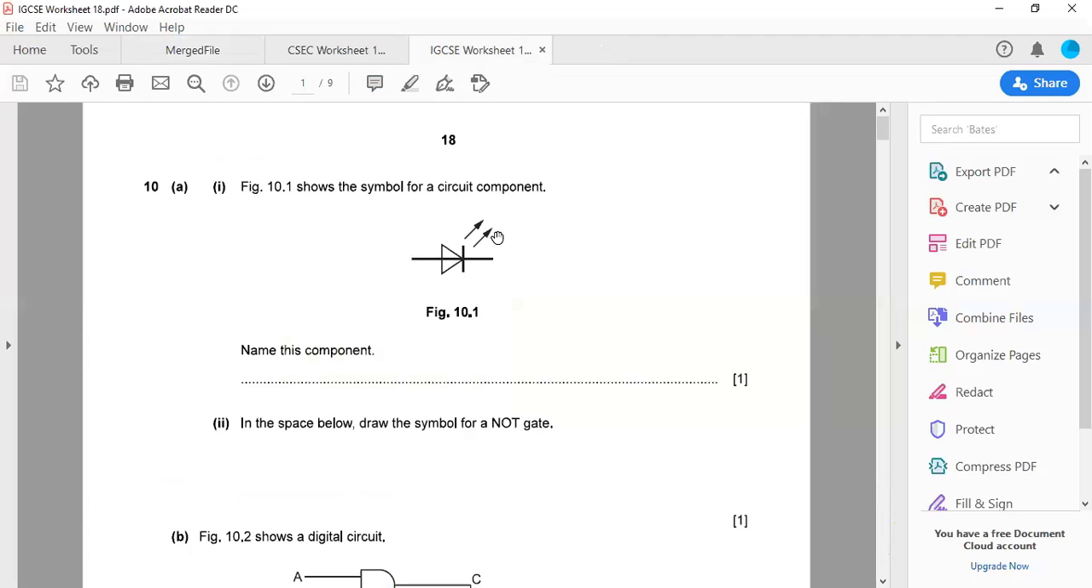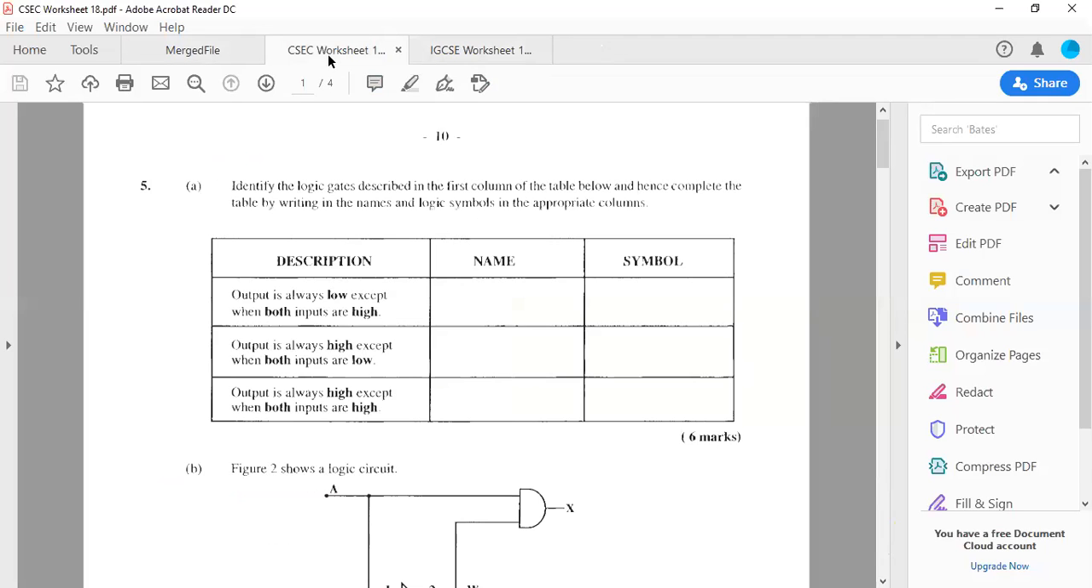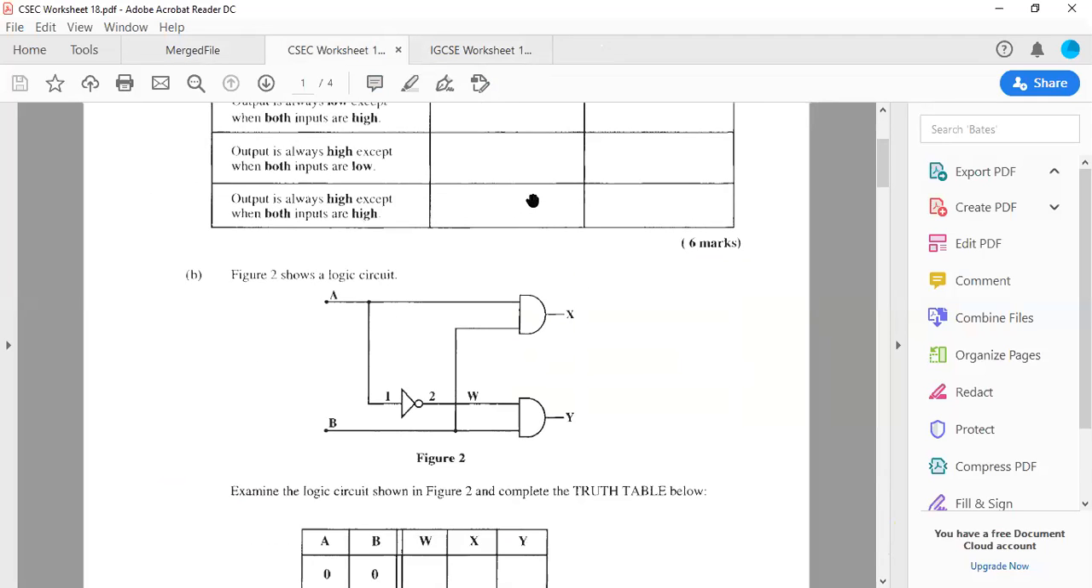Good, so we're going on for the CXC students. Well, let's see.